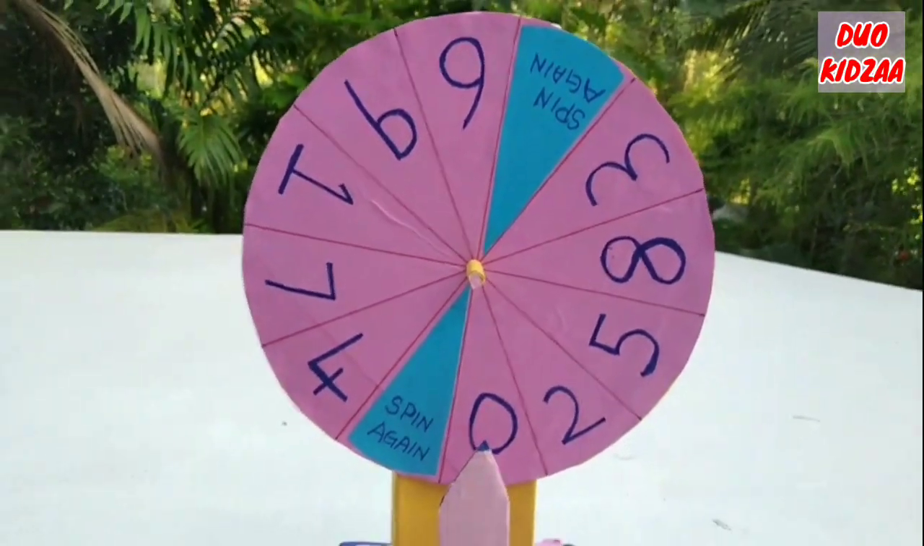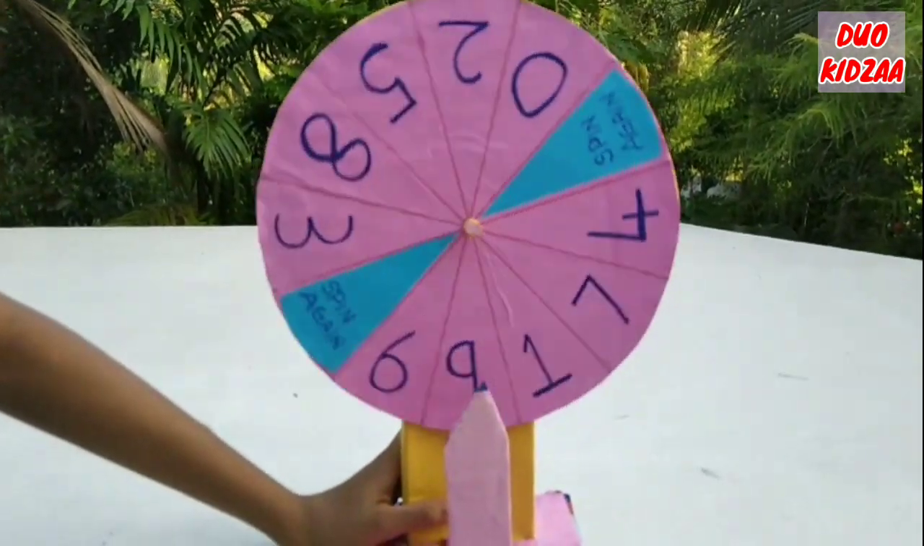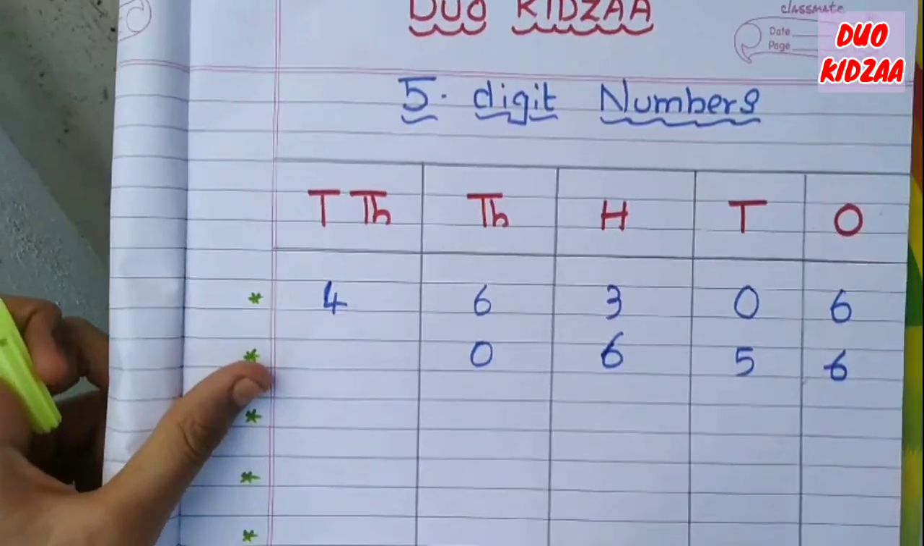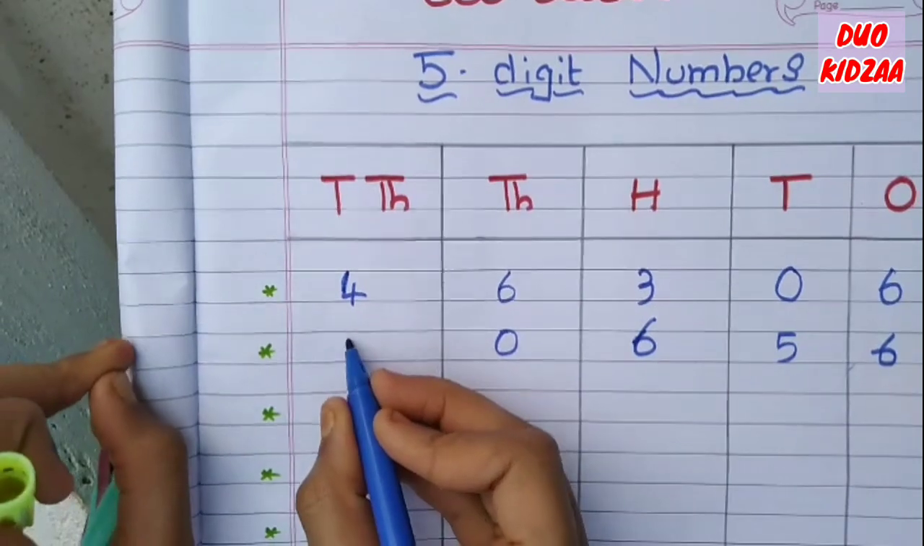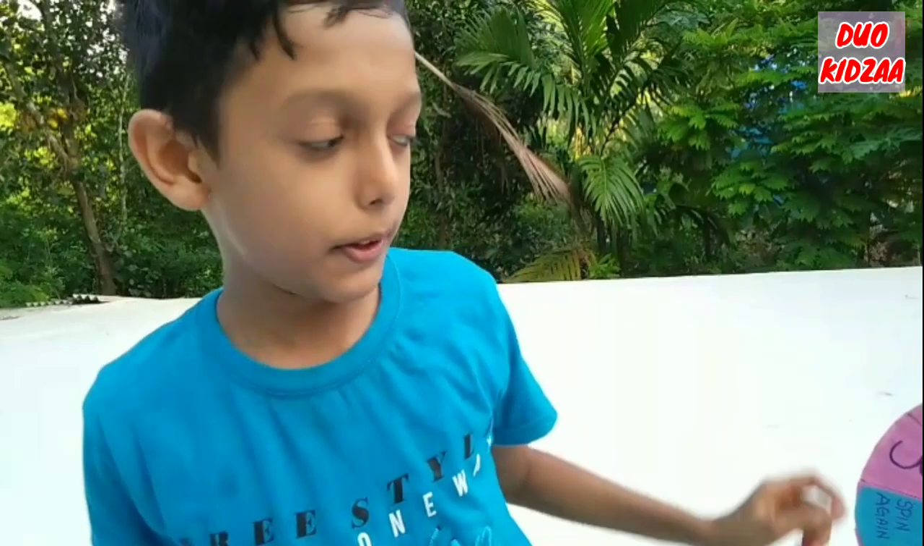Let's spin the last spin. So it is number 1. We write here number 1. Likewise, we are going to write 4 5-digit numbers. Let's spin the wheel.